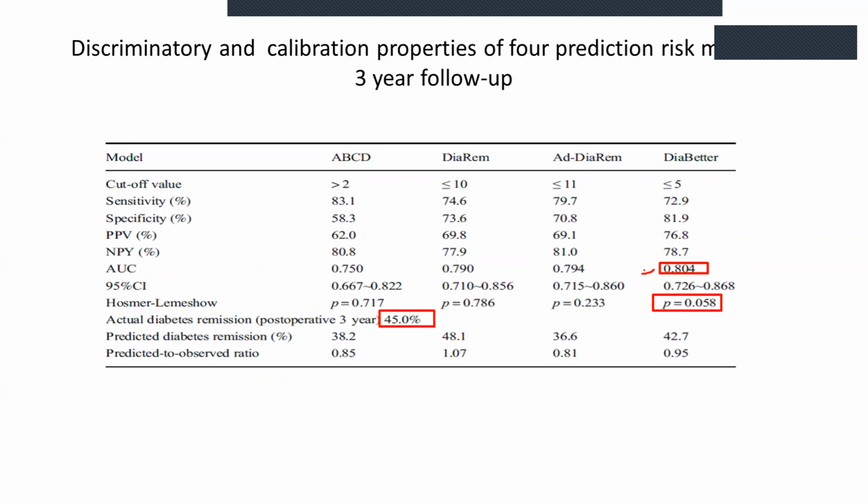for the DiaBetter score, so having the highest discriminatory capacity, and also the calibration was with a p-value of 0.058. The DiaBetter score again had the best calibration for the 3-year follow-up. Now when we see the predicted to observed ratios, it is very close in case of the DiaBetter score. DiaRem score also is close, but the discriminatory and calibrative capacities were not that high according to their study.